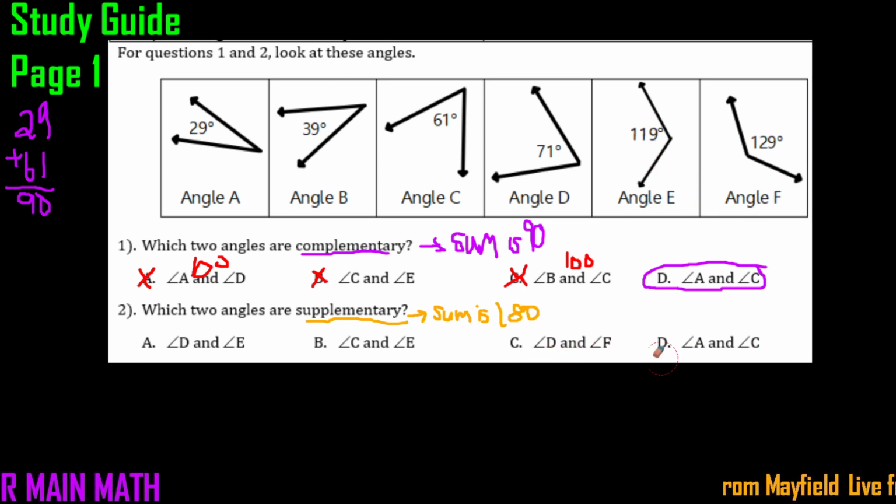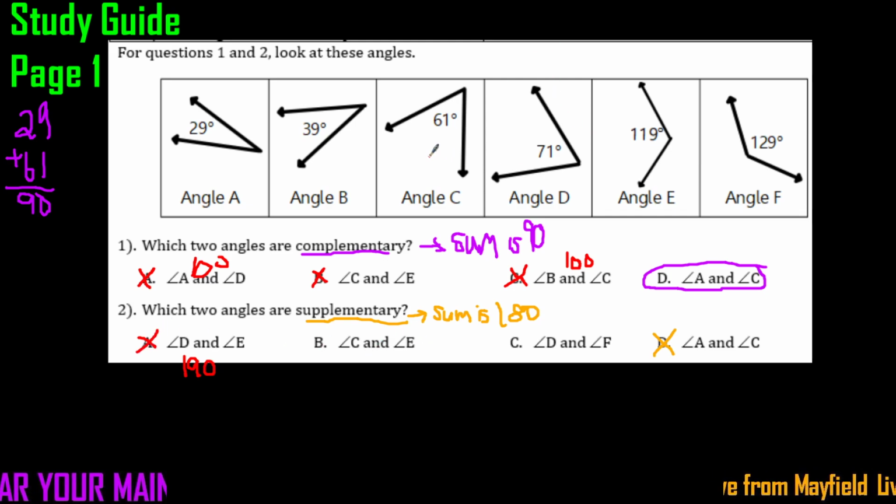So if they do not include angle F and angle E, that means that it can't be that one. So we know right away it cannot be this pair, because we already used that in the last one. So first choice, it says angle D and angle E. Angle D is 71 and angle E is 119. So that's going to be close. It's actually going to be 190, which is not quite what we're looking for, so it's not that first choice.